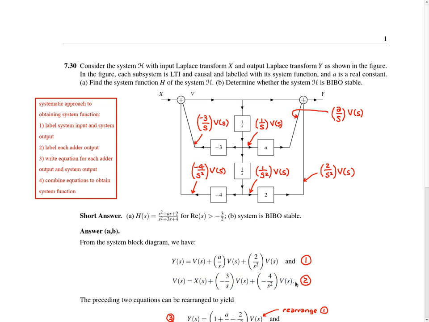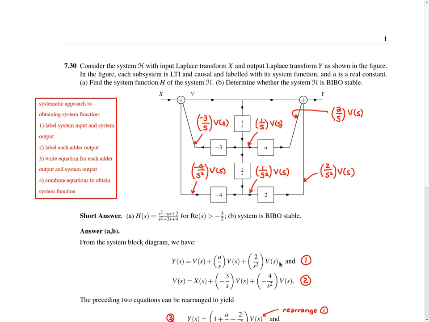Next, let's consider the rightmost adder in the block diagram, in other words, this adder here. The output of this adder is labeled as y, and this output is equal to the sum of three inputs. This input here, which is equal to v, this input here, which is equal to a over s times V of s, and this input here, which is equal to 2 over s squared times V of s. So from this adder, we can write this equation here, which is labeled as equation number 1.